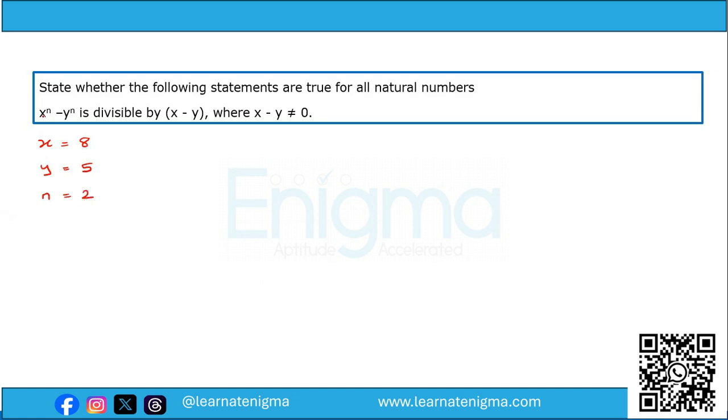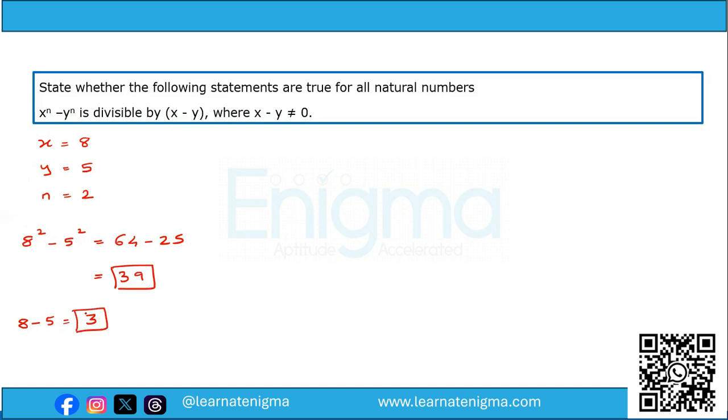Okay, so the statement becomes 8 square minus 5 square. Now 8 square minus 5 square, that is 64 minus 25, which comes out to be 39. Now according to the statement, 39 should be divisible by x minus y. So 8 minus 5 is 3. So we can see here 39 is divisible by 3.